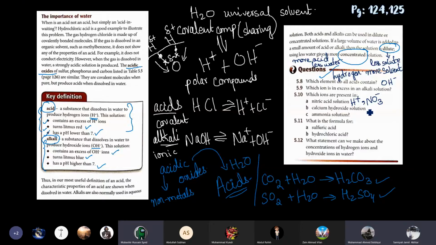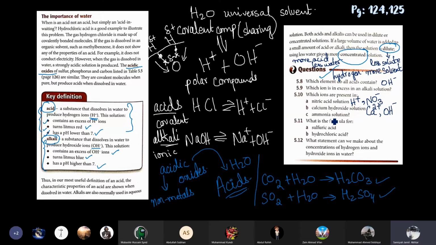Calcium hydroxide, what will be its ions? Calcium 2 positive and hydroxide negative. If it's a hydroxide, if it's an alkali, then OH ions will come out, and whatever the metal ion is will also come out. Calcium is in group 2, so that is why its charge number is 2.